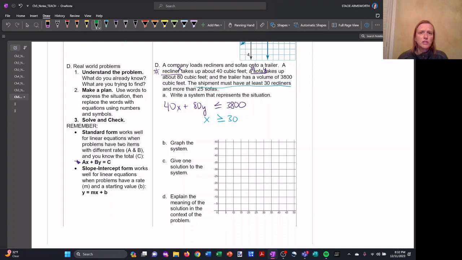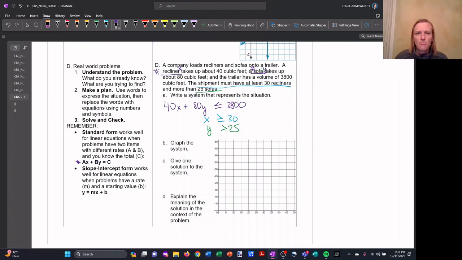Then we have a constraint associated with our sofas as well. We have to have more than 25 sofas. Sofas are my y value, so my y value has to be greater than 25. It cannot be equal to 25. It must be greater than 25. So I now have a system of inequalities that describes this entire situation. Let's graph what we have here and see what our solution perhaps looks like.